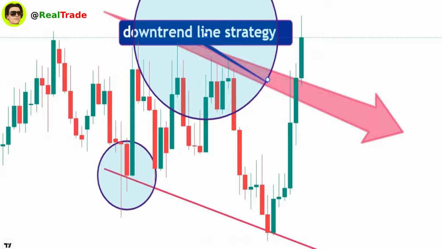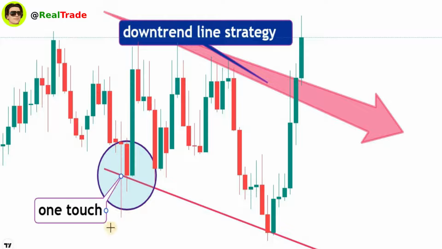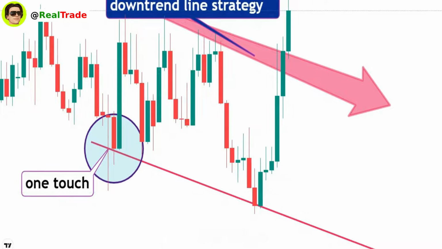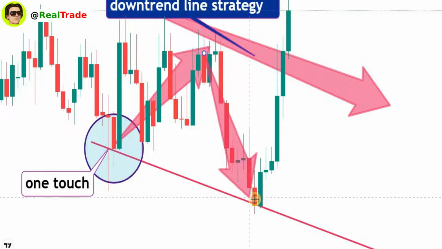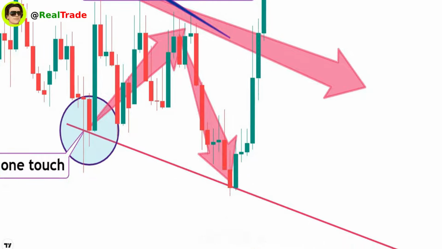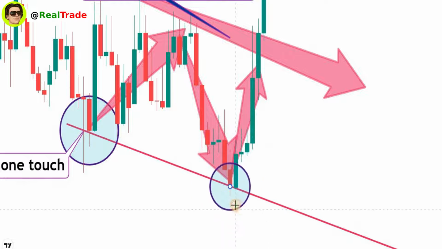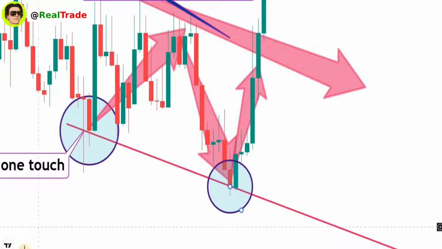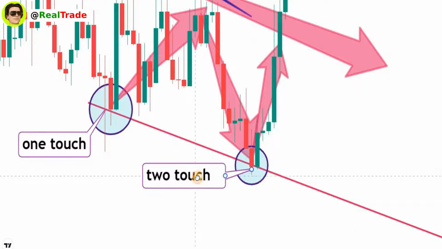Yes, look at the chart. One touch. Price goes back. Price goes buy. Price goes sell. Two touch. Again the price goes back, again a back candle.